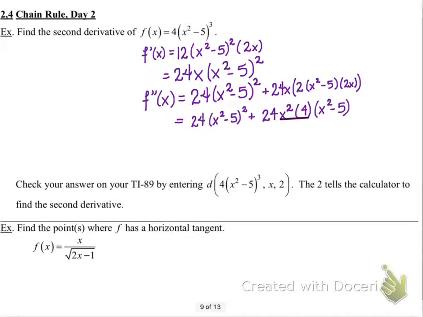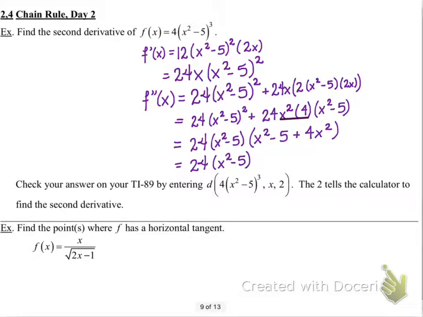And also notice that they both have an x squared minus 5 in common. I'm going to try to factor out a 24 and an x squared minus 5. And lo and behold, it factors quite nicely. And we end up with 24 times x squared minus 5 times 5x squared minus 5. Very pretty problem.